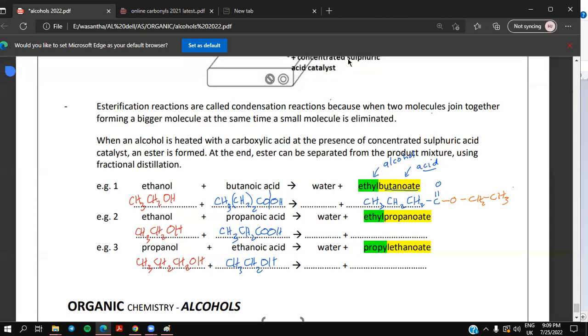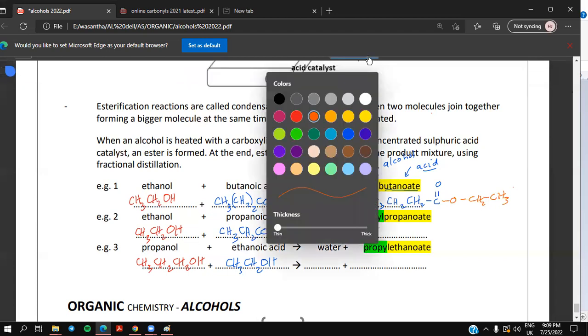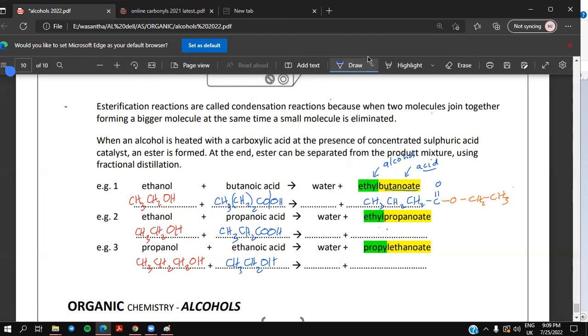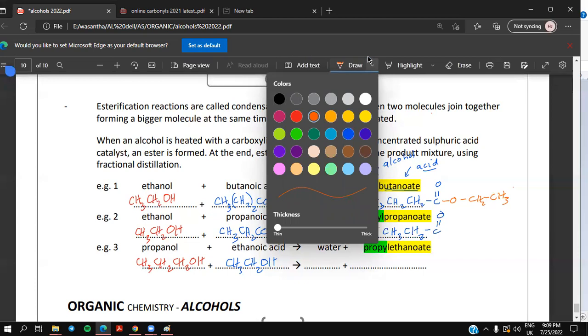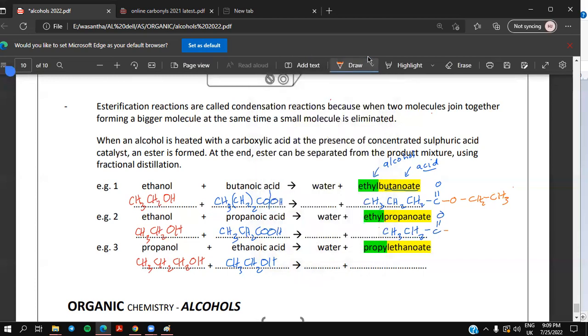And example number 2. I'll start with the propanoic acid part, CH3, CH2, COOH. It is going to be, let me start with blue. CH3, CH2, CO. Now the alcohol part, OCH2, CH3. O, CH2, CH3.